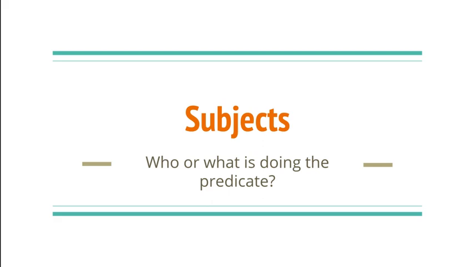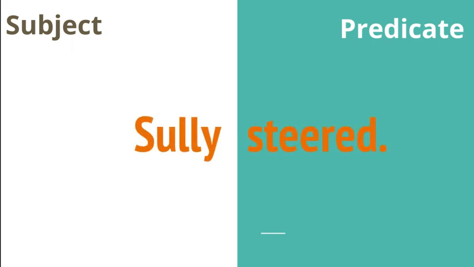Subjects. Who or what is doing the predicate? This is our second subject predicate lesson. As a reminder, a complete sentence always has two parts. There's someone or something doing something. Last time we looked for the predicate, which has the verb. In this video, we're going to learn about subjects.